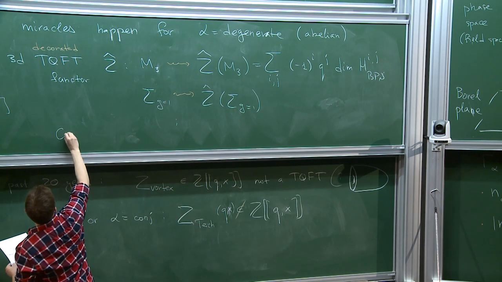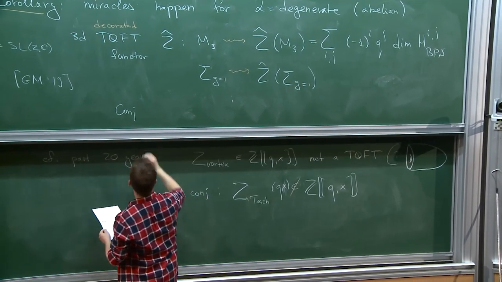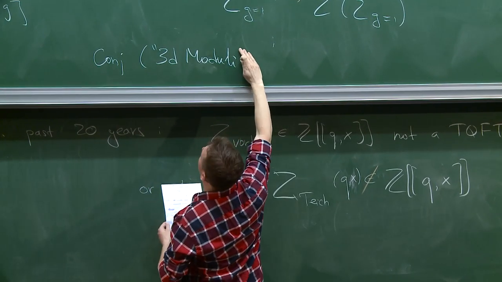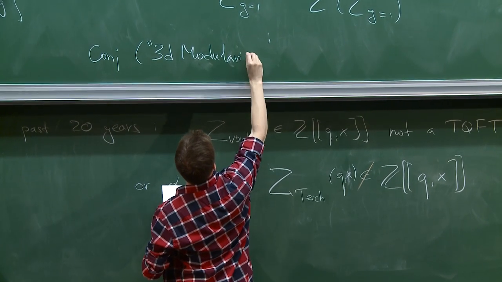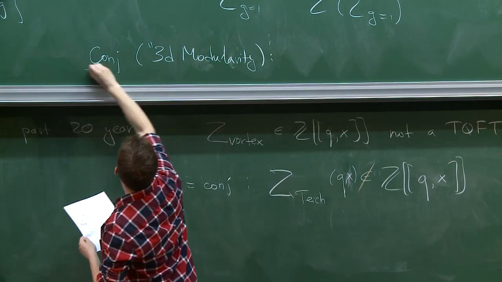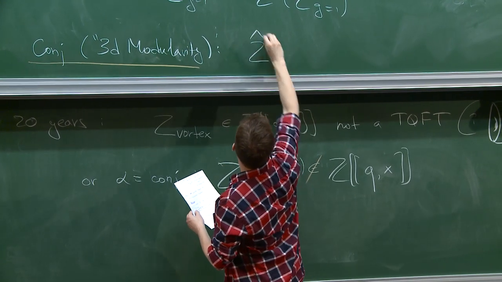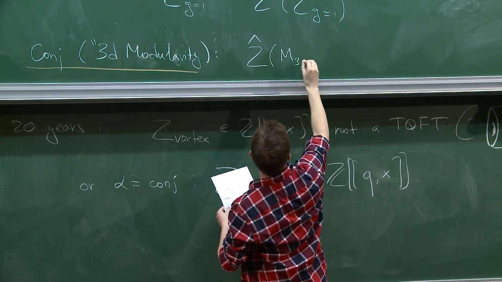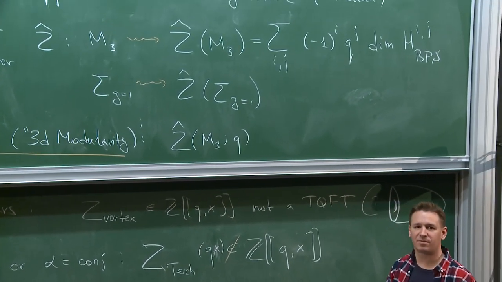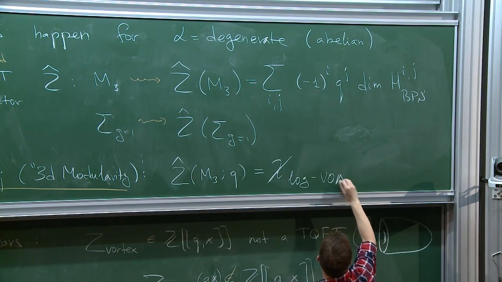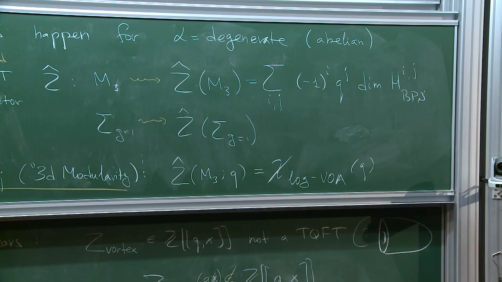Anyway, here is another conjecture. Again, separating theorems from conjectures. I'll call it the 3D modularity conjecture, since it appears in the paper under the same name, 3D modularity. Another miracle happens for this resurgence of degenerate saddles, abelian connections, namely this invariant Z hat for any three-manifold as a function of Q, and possibly X if it has boundary, is in fact a character of a logarithmic vertex operator algebra. So not only these BPS dimensions, this H_BPS is an infinite-dimensional graded vector space, it's a module of a vertex operator algebra.